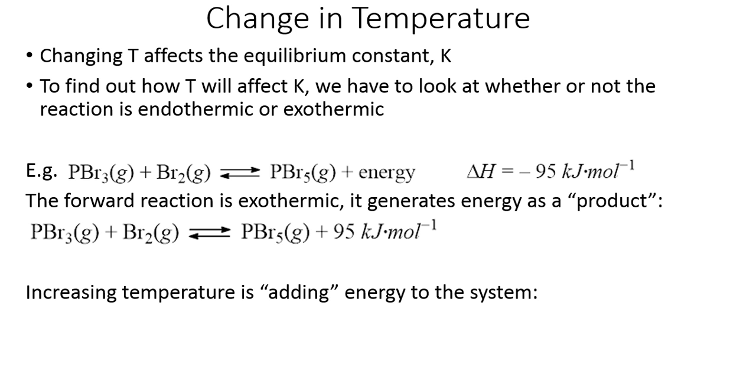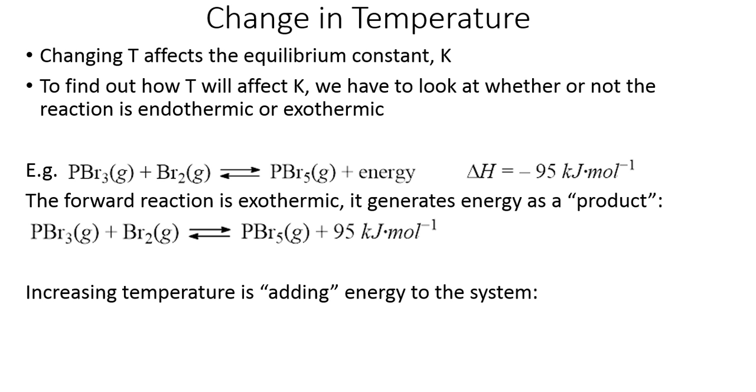A value of K at 25 degrees C will be different than that at 40 degrees C or at 100 degrees C. So to figure out how temperature will affect an equilibrium constant, we have to look at whether or not a reaction is endothermic or exothermic.